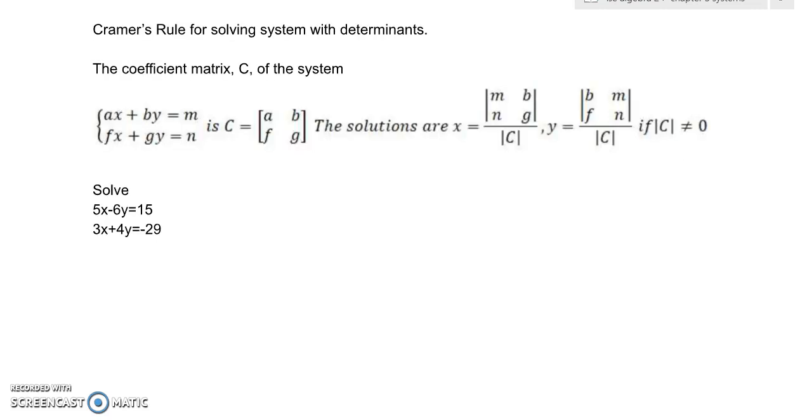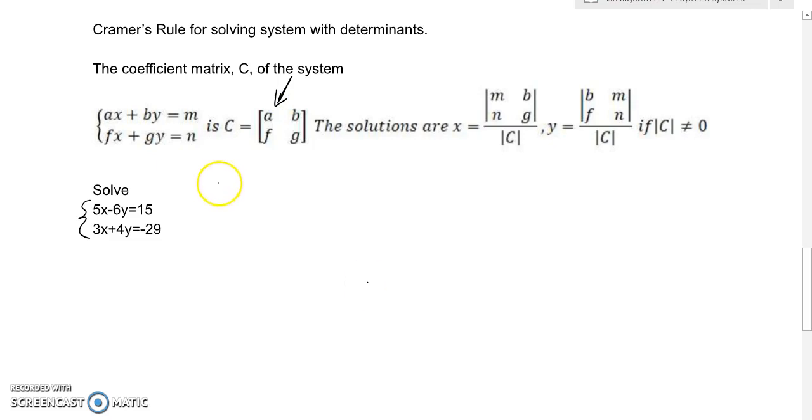Alright. Which brings us to the ridiculously cool Cramer's Rule. Cramer's Rule is a way for solving systems of equations. So we're going to solve 5x minus 6y equals 15 and 3x plus 4y equals negative 29 with this Cramer's Rule, which says, okay, we're going to have a coefficient matrix. So you take the coefficients of the x, y's, and you make them into a matrix. Ching. Coefficient matrix.